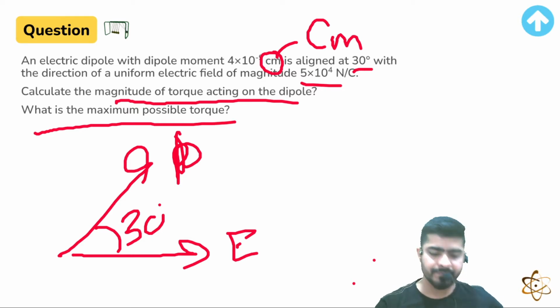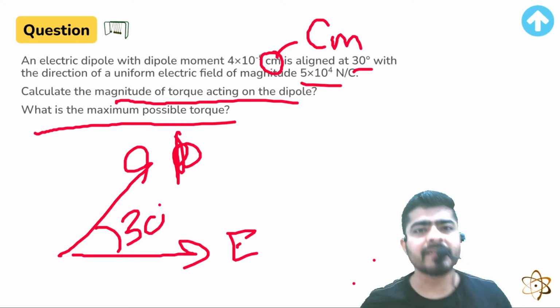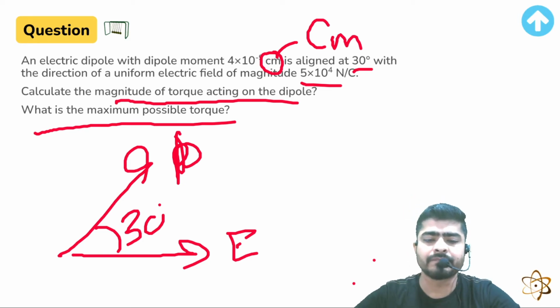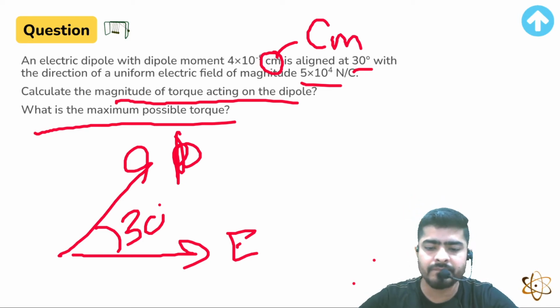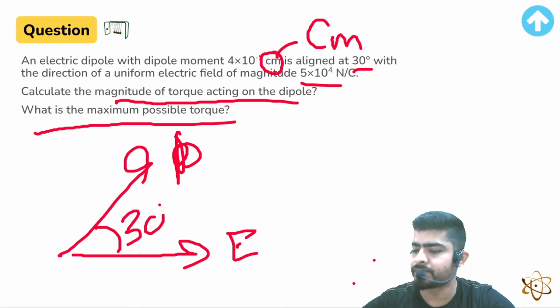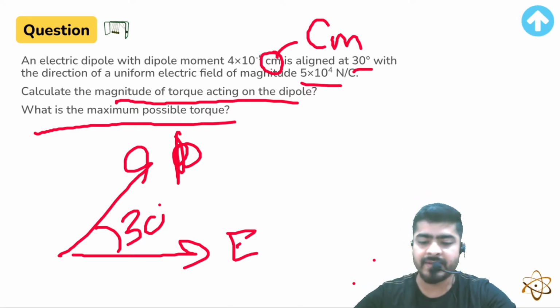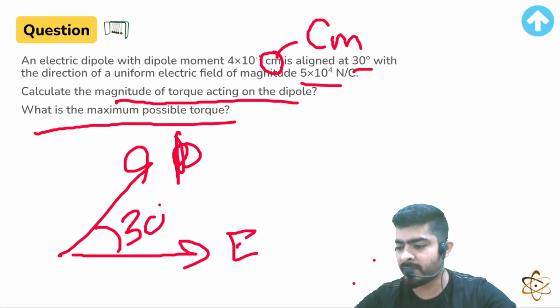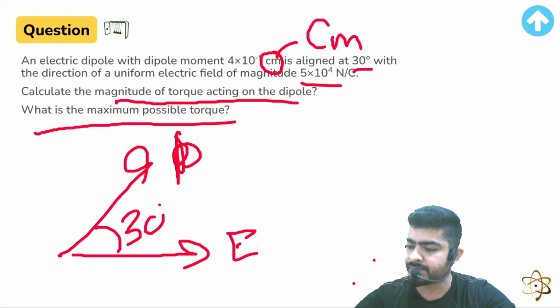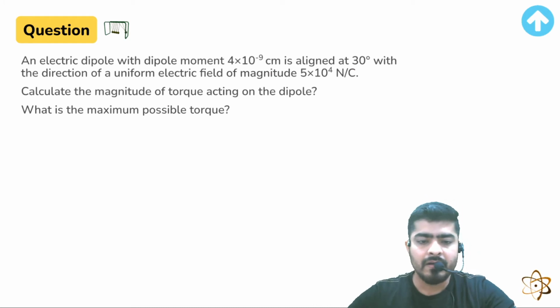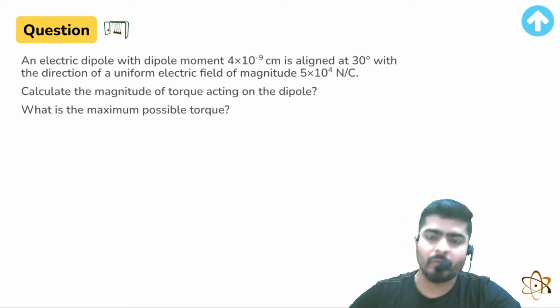Try this. Put your answers in the chat. Fast. Speed is very important in case of JEE Mains, right? So try to solve this as fast as possible. Dipole moment is 4 into 10 power minus 9. Electric field is 5 into 10 power 4.